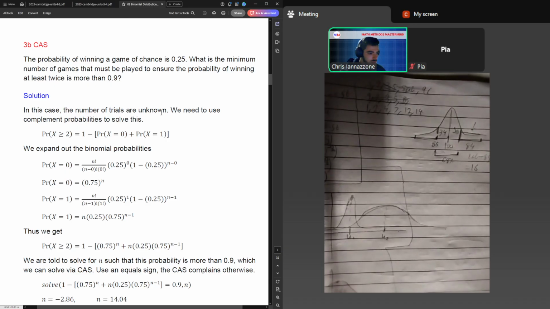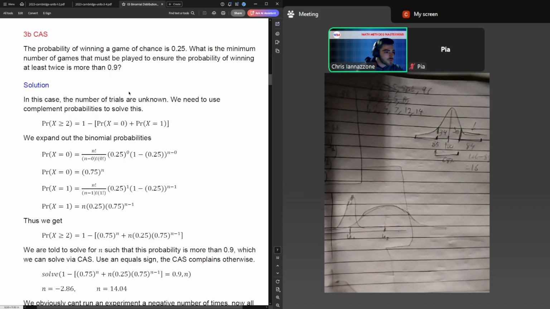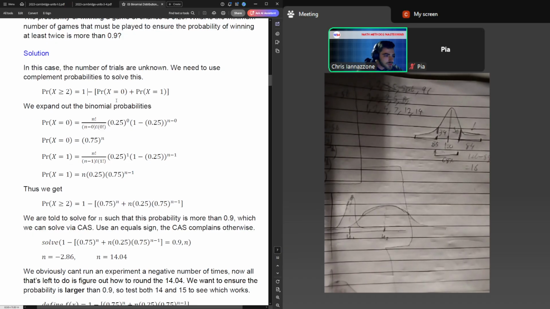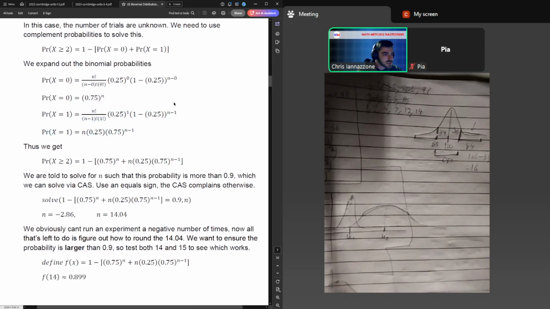Okay. So, what do we do from there? Well, like we would always do, when your n is uncapped, the only thing you really can do is a complement probabilities approach. Now, because we're doing greater than or equal to 2, when we do our complement, we've got to have both x equals 1 and x equals 0. And we do 1 minus those. So from there, all we're going to do is use our CAS to simplify each of these.